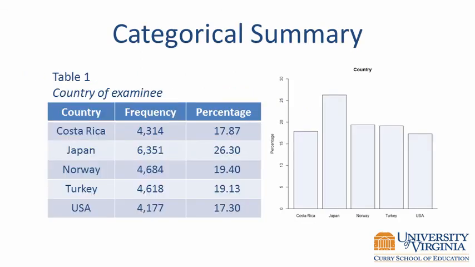Now let's return to the PISA data and look at some examples. This slide shows a summary for the country variable. Data are summarized in tabular form as frequencies and percentages and illustrated as a bar chart. You can see that most examinees came from Japan, while the fewest number of examinees came from the United States. The bar chart is a graphical representation of the information in the table. A key feature of the bar chart is that the bars do not touch each other. This characteristic indicates that the values are categorical and not continuous. It is an appropriate way to plot categorical data.